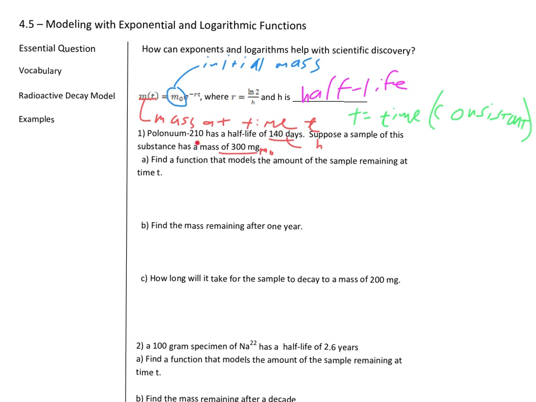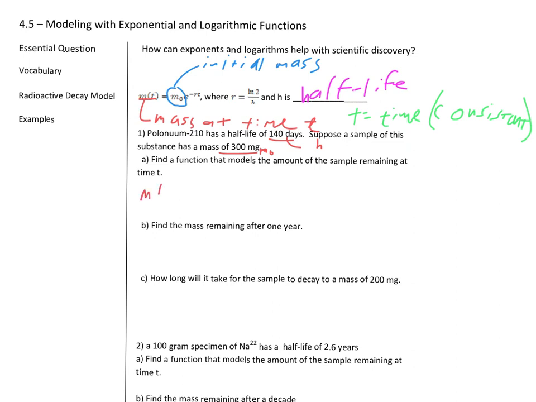Now notice that we didn't use this 210 here. The 210 is actually the name of this. I'm not a chemistry expert, but I think it's the name of this particular isotope, and it's the atomic mass of it. So it's actually not relevant to the problem here. So we can go ahead and build our formula here.